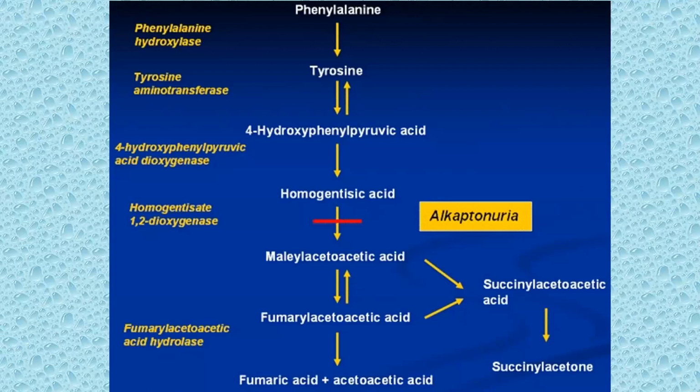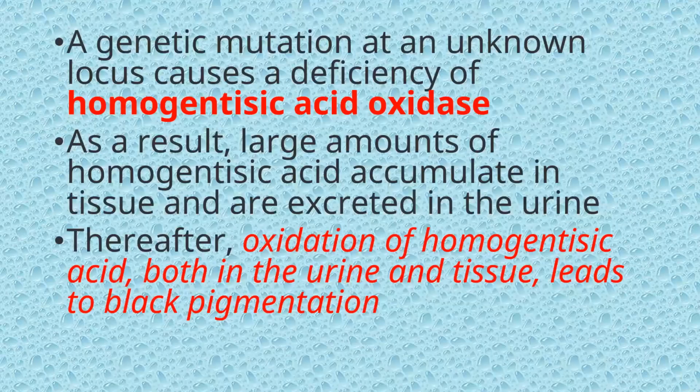Okay, so it's due to the absence of homogentisate 1,2-dioxygenase. The genetic mutation really is not known, but we know that it causes a deficiency in homogentisic acid oxidase. As a result, large amounts of homogentisic acid accumulate in the tissue and are excreted in the urine. Therefore, oxidation of homogentisic acid, both in the urine and tissue, leads to this black pigmentation.